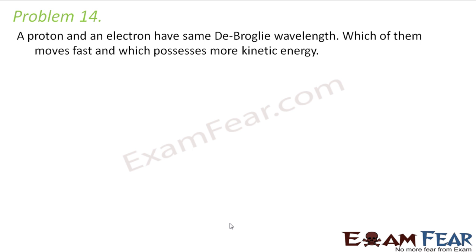Now let us look at the last problem of this lesson. It says a proton and an electron have same de Broglie wavelength. Which of them moves fast and which possesses more kinetic energy? So let us write down the de Broglie wavelength for proton. It will be lambda equals h divided by mp Vp. Let us also write it for electron.